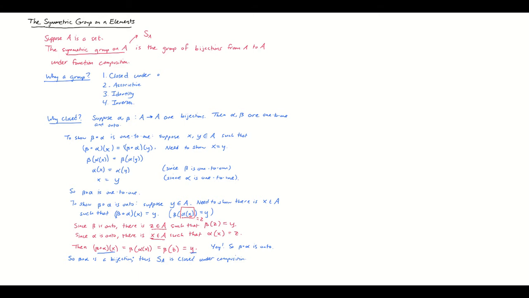All right, so let's mark off things that have been done here. We've checked that it's closed. I've claimed that it's associative. You can go back and check that yourself if you want. Now let's do the fact that there is an identity in this set.